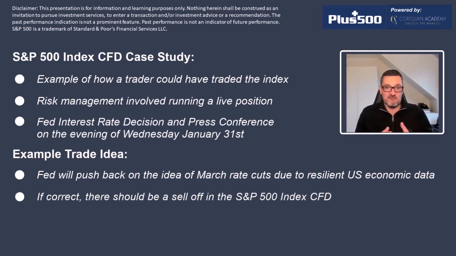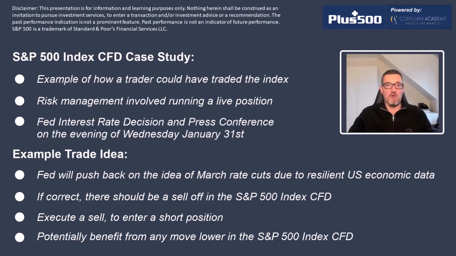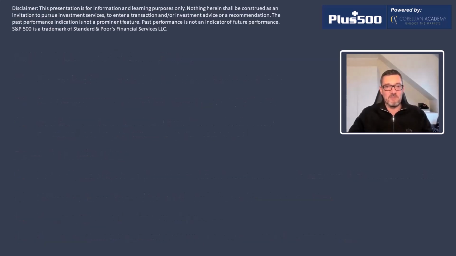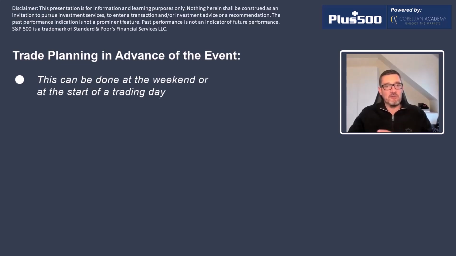If I'm correct in this assumption, there should be some sort of sell-off in the S&P 500 index as traders are disappointed by the Fed and rush to lock in profits on long positions while the index still sits around its all-time highs. I want to execute a sell to enter a short position and potentially benefit from any move lower in the S&P 500 index. With this in mind, my first consideration is trade planning in advance of the event. I can do this over a weekend or at the start of my trading day.